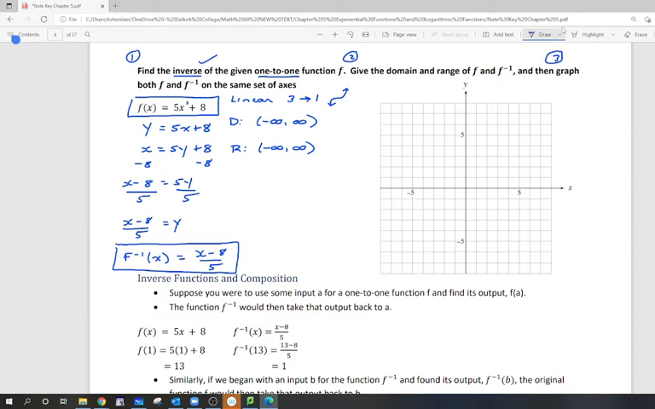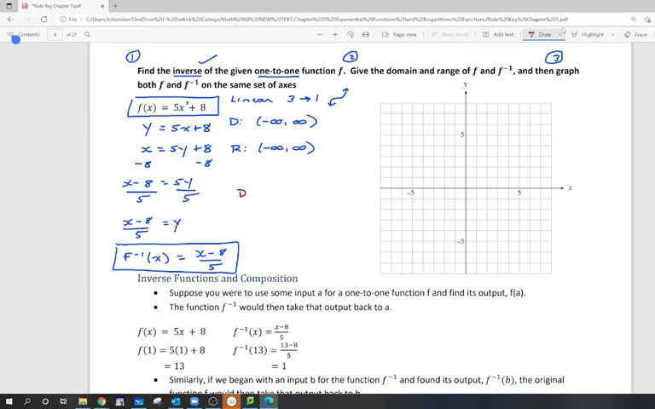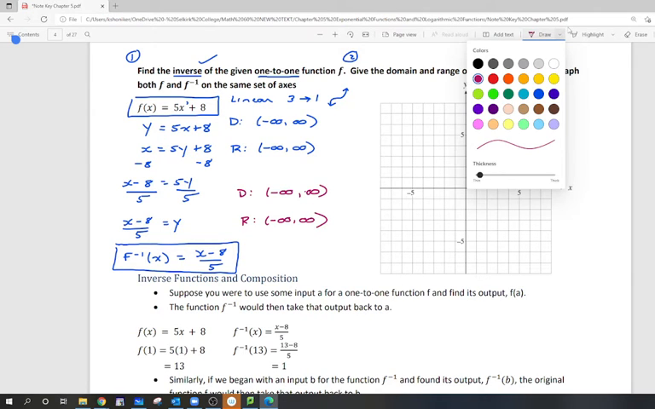Okay, so what about the inverse? Well, we know that we can just switch them. So if I want to find my domain of my inverse, I take the range of my original function. If I want to find the range, I take the domain of the original function. Or I could look at the fact that this is still linear. Either way.